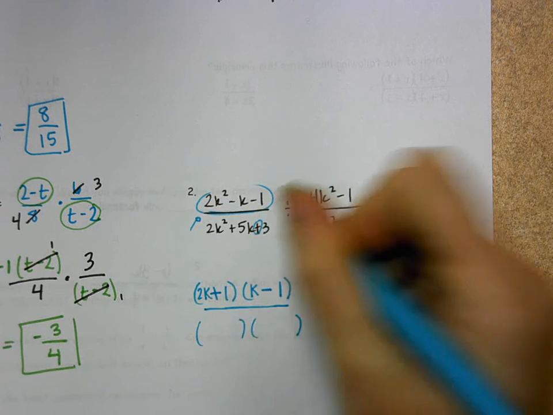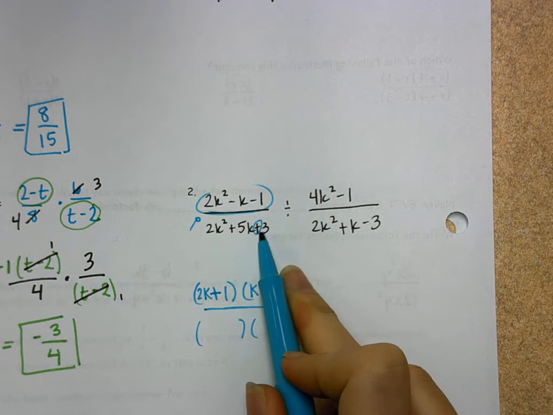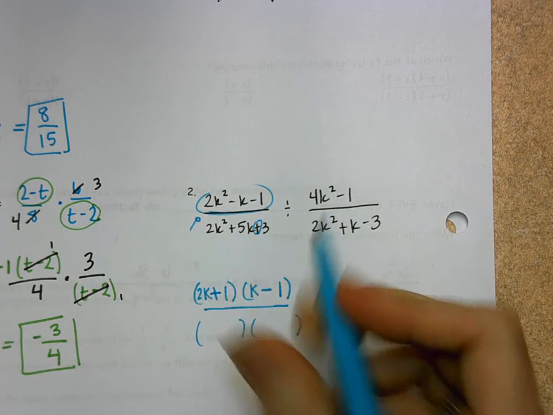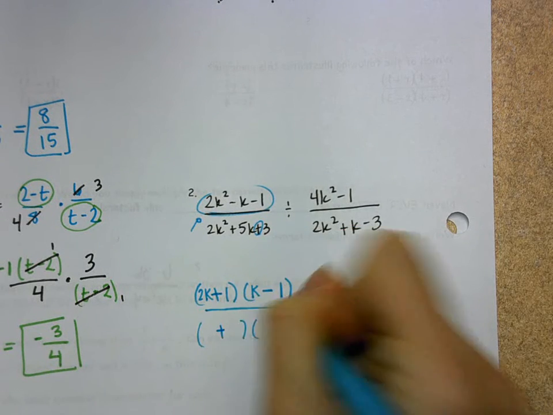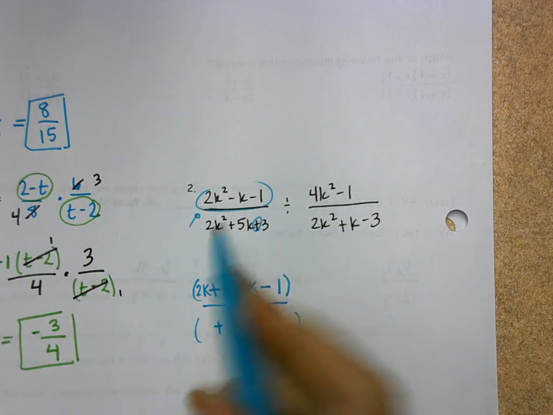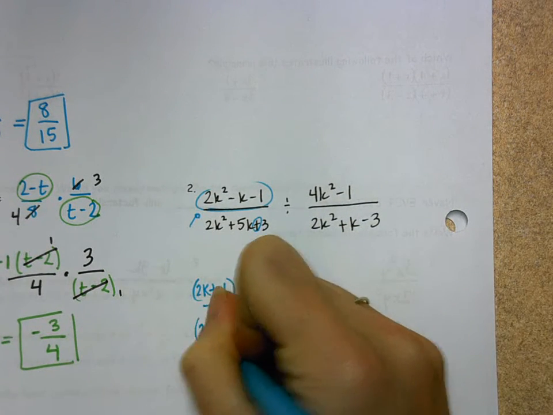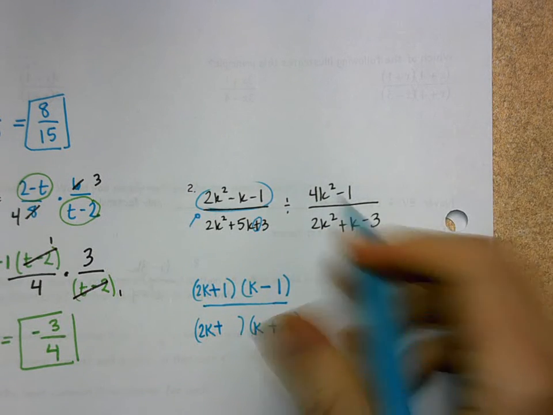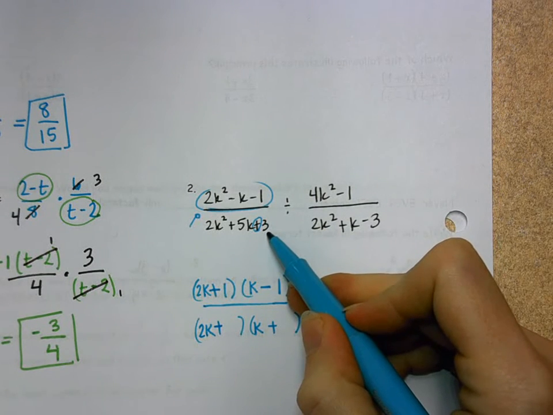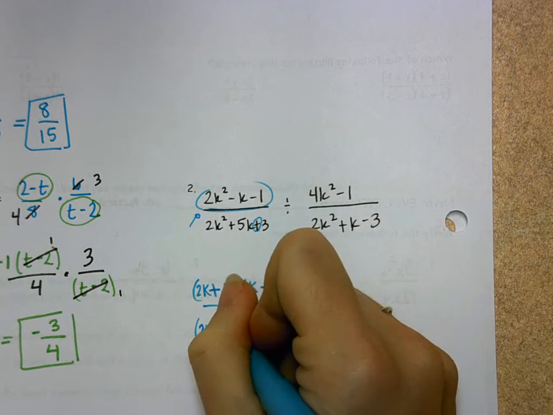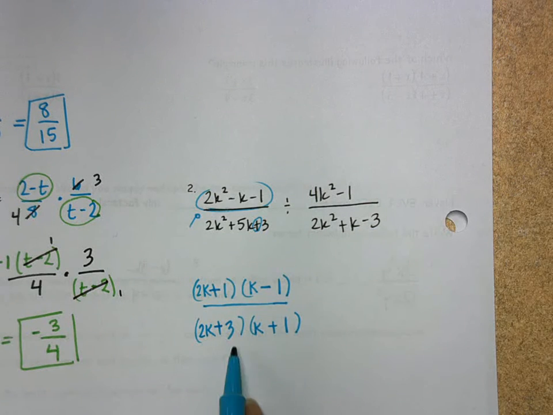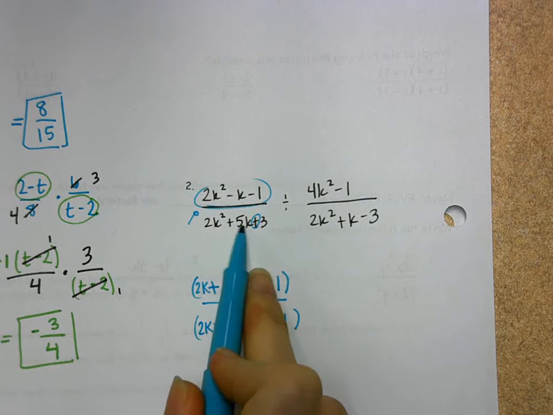Now I factor the denominator. The last term is positive, so I know that I'm going to have the same two signs, and they're both going to be positive. So I put those in. What times what gives me 2k squared? Again, 2k times k. And then what times what would give me 3? And that would be a 3 and a 1. So I put a 3 and a 1. And I check it. Is 2k plus 3k 5k?